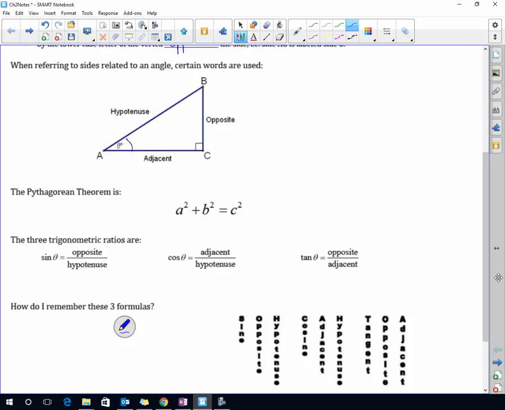We know our trig ratios from grade 10. Of course, sine theta is opposite over hypotenuse. Cos theta is adjacent over hypotenuse, and tan theta is opposite over adjacent. How do you remember it? Somehow you got to remember it. SOHCAHTOA, maybe? The acronym.